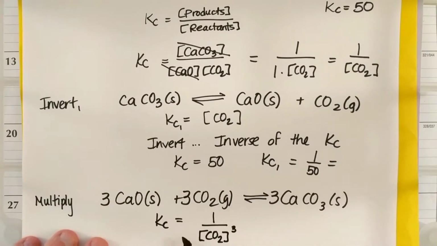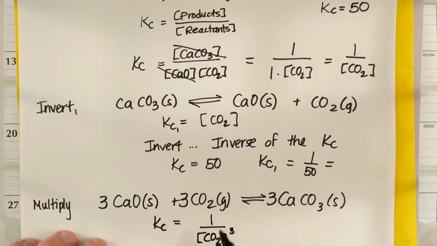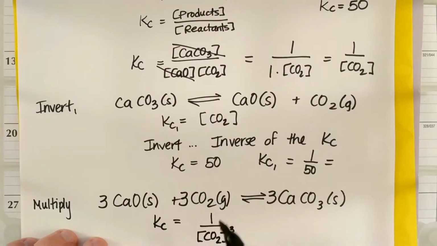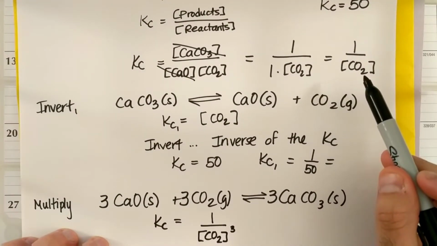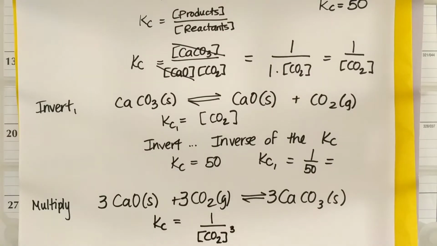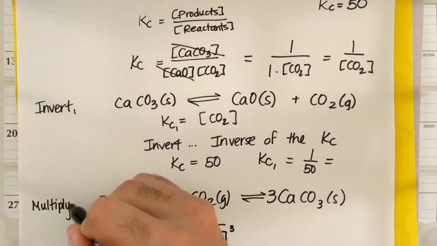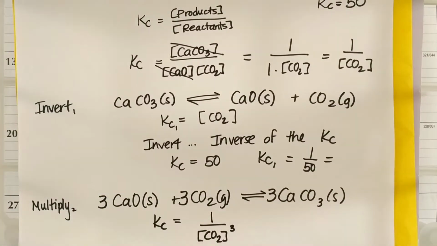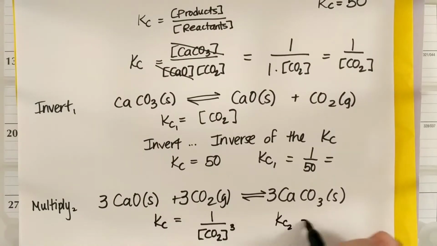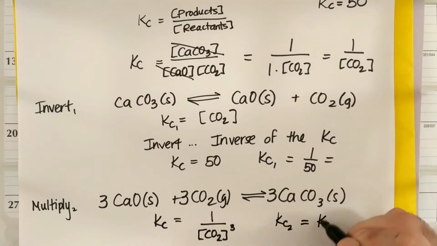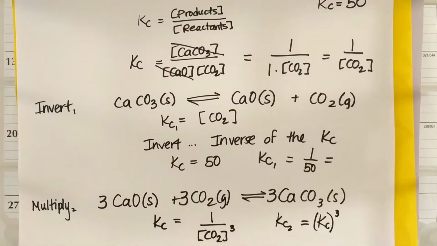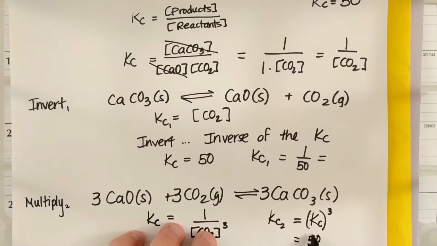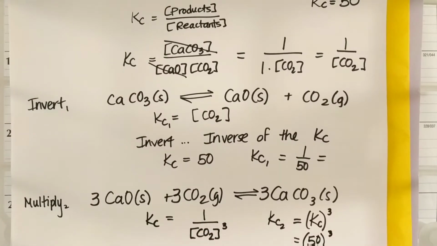So what is the relationship between this and this? It looks like my Kc would have to be cubed. Whatever I multiply by is whatever I raise my Kc to. I'm going to call this multiply 2, just because it's the second thing I'm doing. My Kc2 would be equal to my original Kc, and I would just cube that. So my original Kc was 50, and I would just cube it.